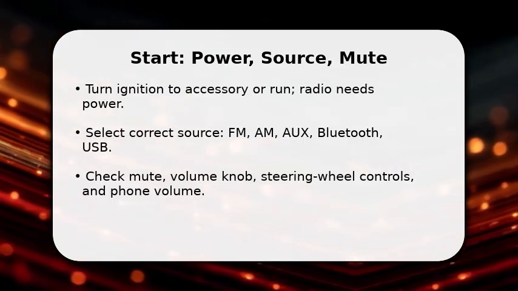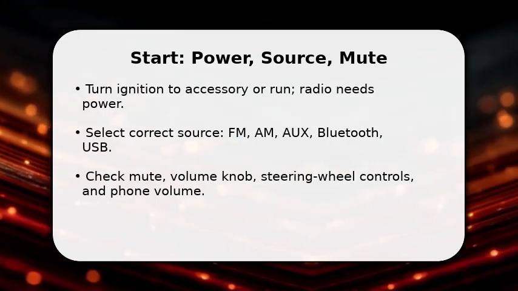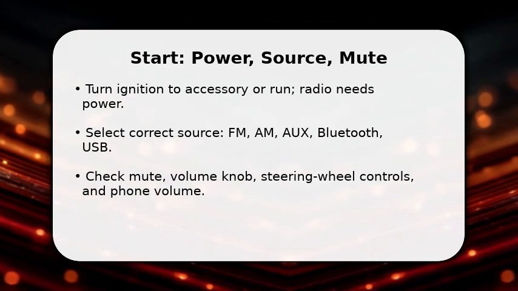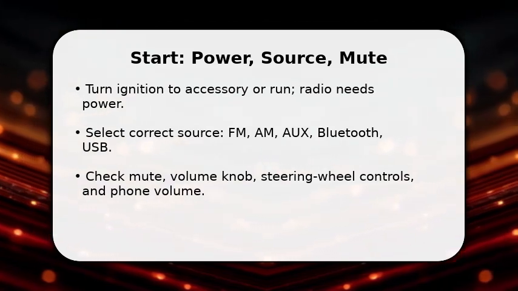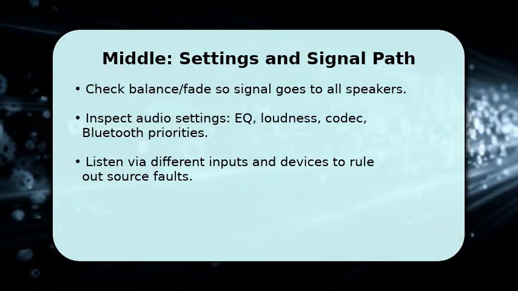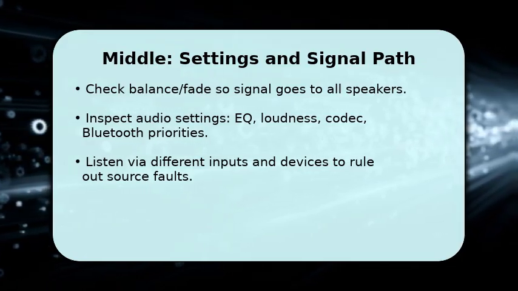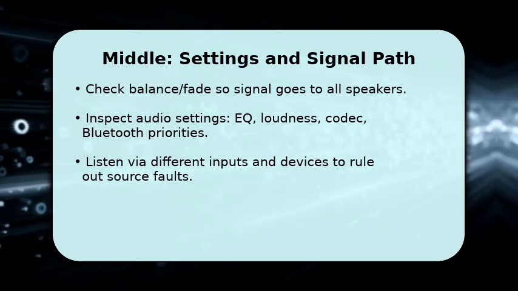Once done, try a known audio source like FM or a 60-second test tone so you confirm the head unit is producing an audible signal to the system. Now you diagnose the signal path and settings to find hidden causes. Adjust balance and fade to ensure sound isn't routed to one speaker. Wrong settings can make volume seem dead.